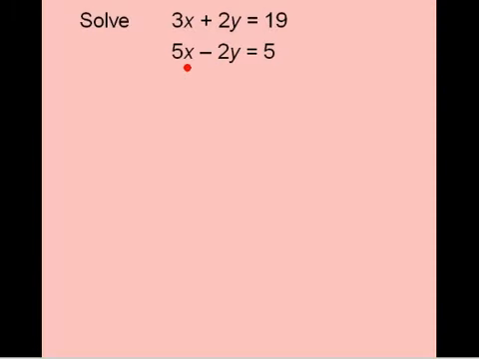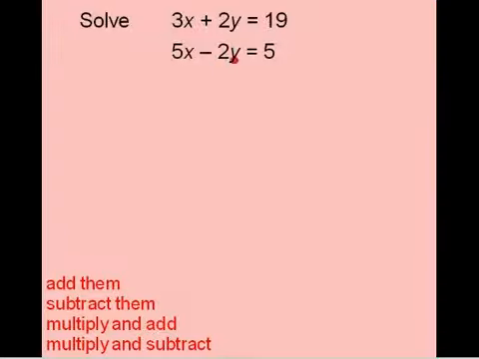To solve this pair of simultaneous equations, I need to find a value for x and a value for y that work for both of them at the same time. When I'm doing this algebraically, the first thing I want to do is get rid of either the x's or the y's. This will make it simpler to solve.